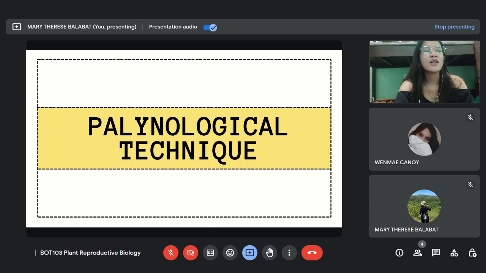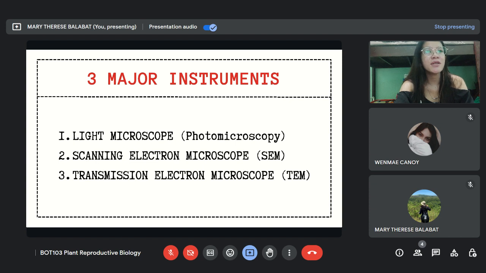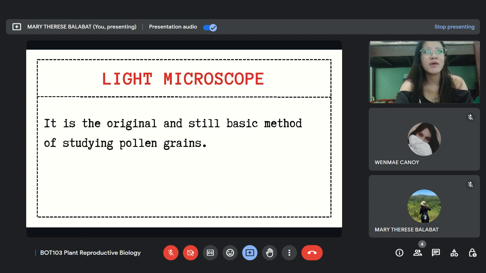So, let's go to the palynological technique. The 3 major instruments in palynological technique are light microscopes, the scanning electron microscope, and the transmission electron microscope. We're going to term the scanning electron microscope as SEM and the transmission electron microscope as TEM. The light microscope is the original and still basic method of studying pollen grains. Palynology is totally dependent upon the use of various types of microscopes. Good.